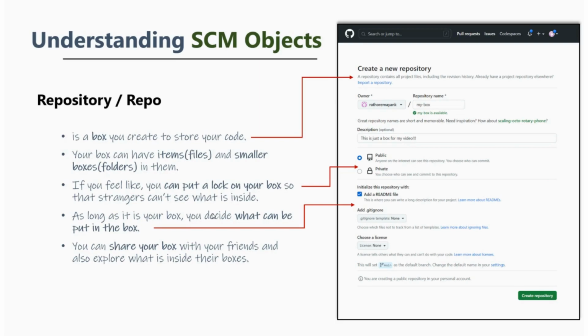Now the third thing is you can share your box with your friends and explore what's inside other boxes. So that relates to the blue link that you see here, import a repository. That is a feature that you can leverage to import repositories that are either somebody else's or your older repositories that can be imported into this new setup.